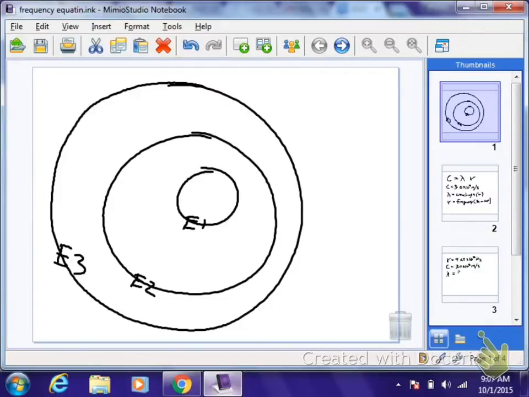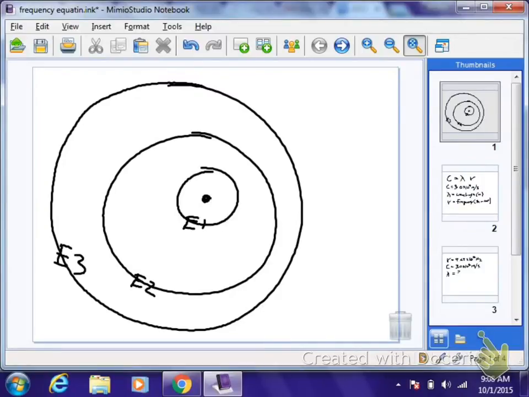This is supposed to represent an atom, and E1, E2, and E3 are different positions where the electron can be. Of course, in the middle, we've got our nucleus, where we have our protons and neutrons.